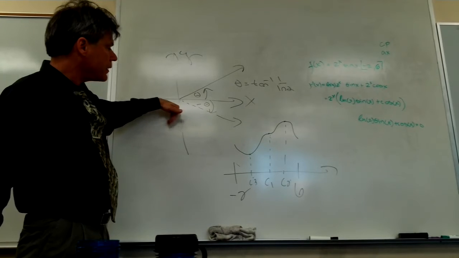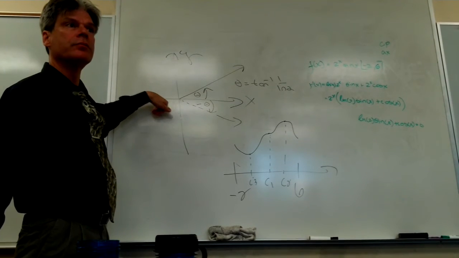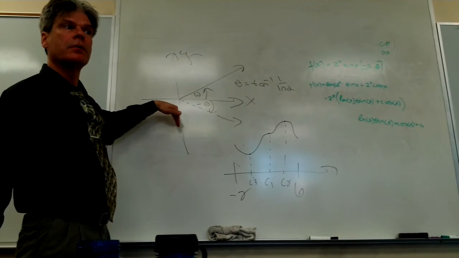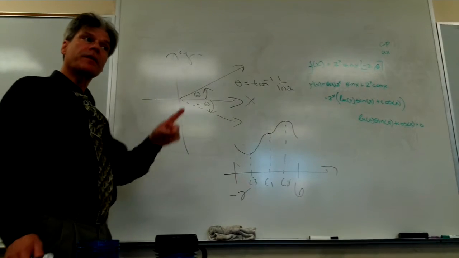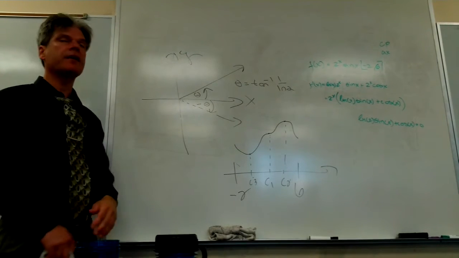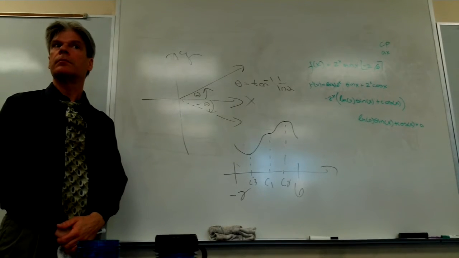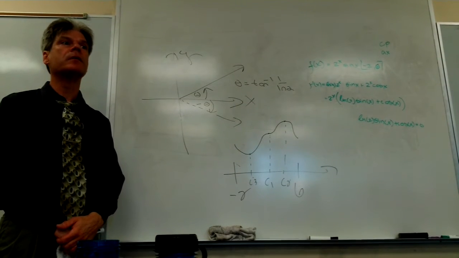Is there another angle in here that has a tangent that's negative 1 over natural log of 2? But it's not in the domain of the inverse tangent. That's true. But answer this question directly. Is there another angle here in the third quadrant whose tangent is negative 1 over natural log of 2? No. Why not?